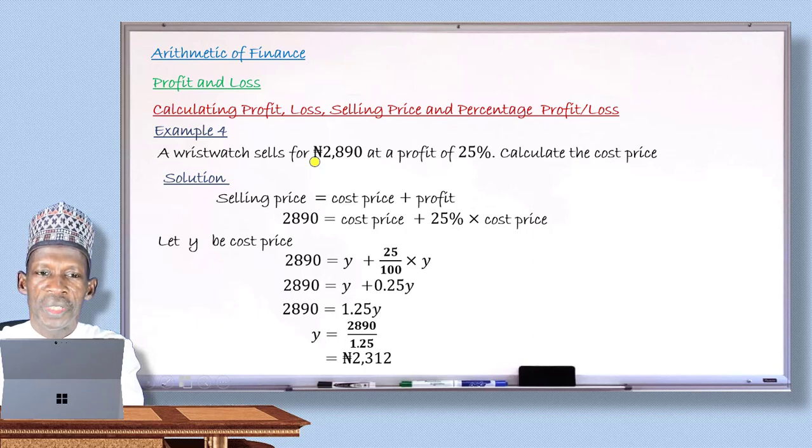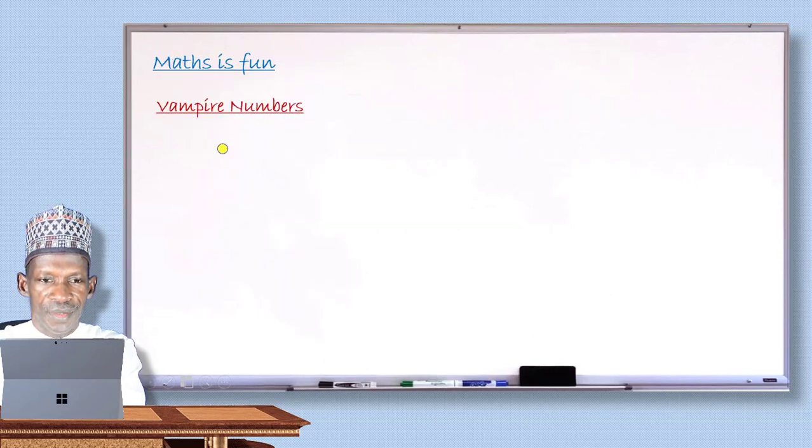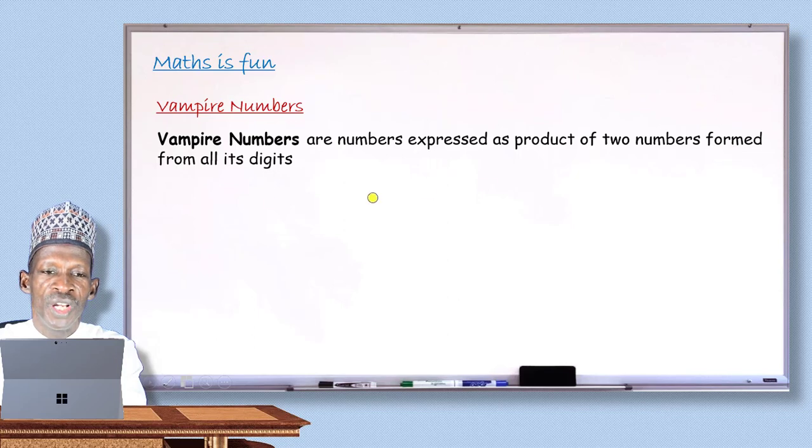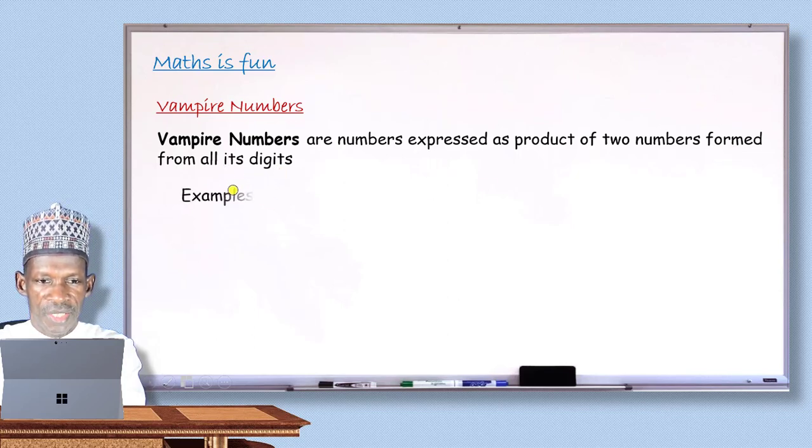Let me just move quickly to the last segment and explain what pair numbers are. So pair numbers are numbers that can be expressed as a product of two numbers, and those two numbers are exactly formed from all the digits in that very number. Let's just take an example. An example of a pair number is 1,260.